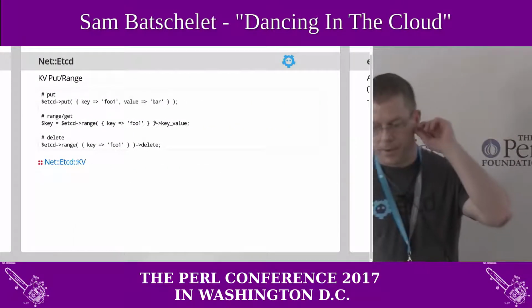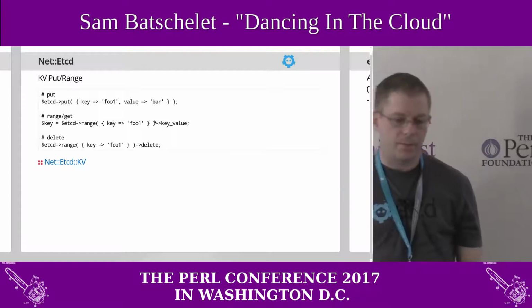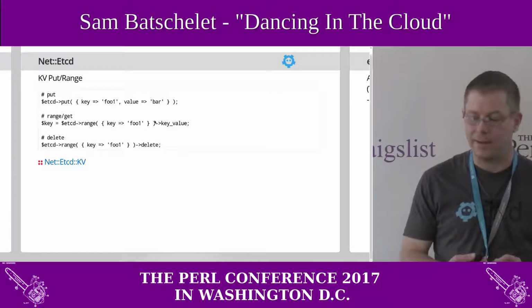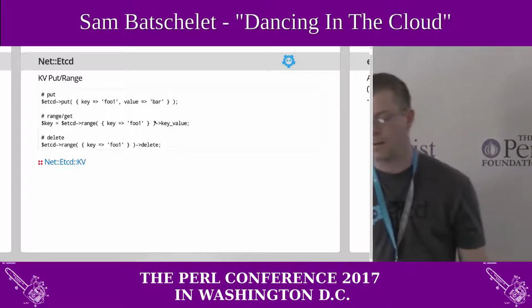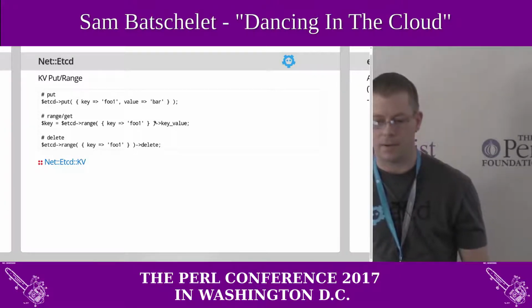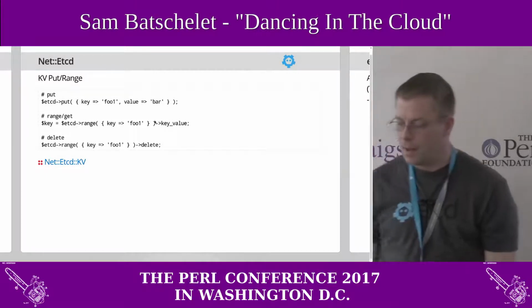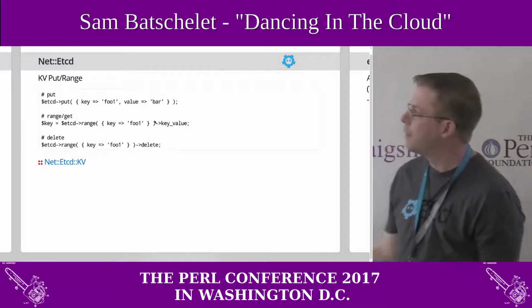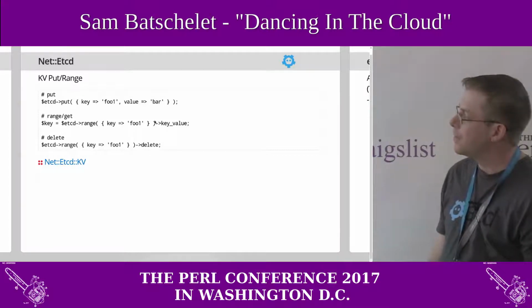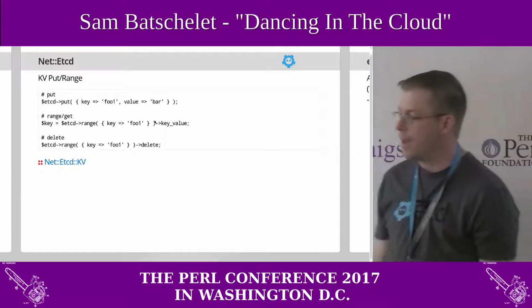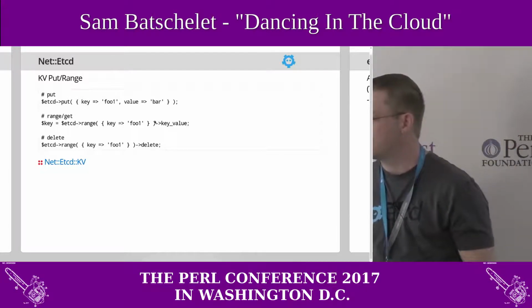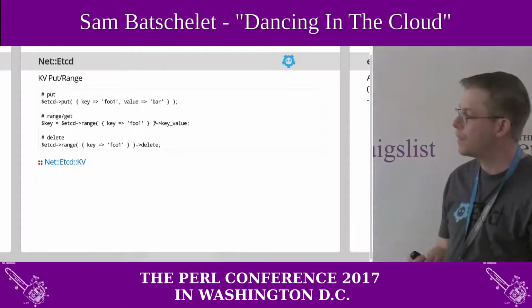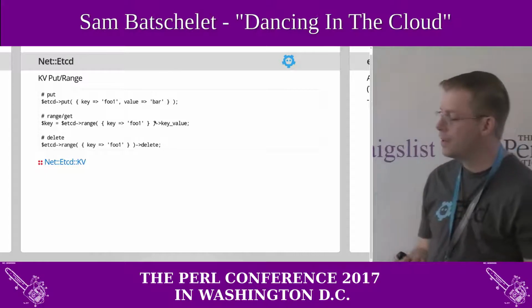All right, so this is a simple key value put. In the version 2 API, there was the idea of put and get. Get is replaced with the concept of range now. So this is a basic example. You just have your key and value, and this is going to return back an object which has a response from the server and also the details from the request.